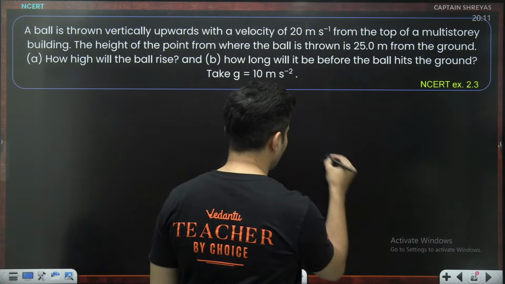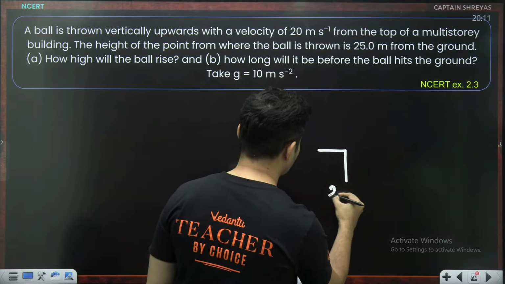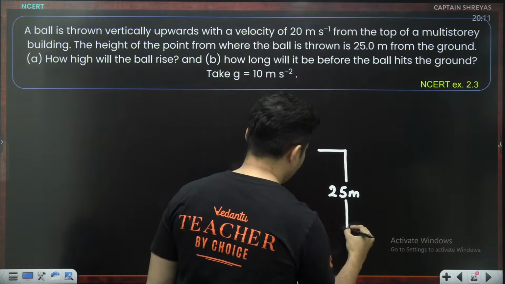Let's draw the situation if you're not able to understand it first. So how high is the building? 25 meters. So 25 meters is this height.